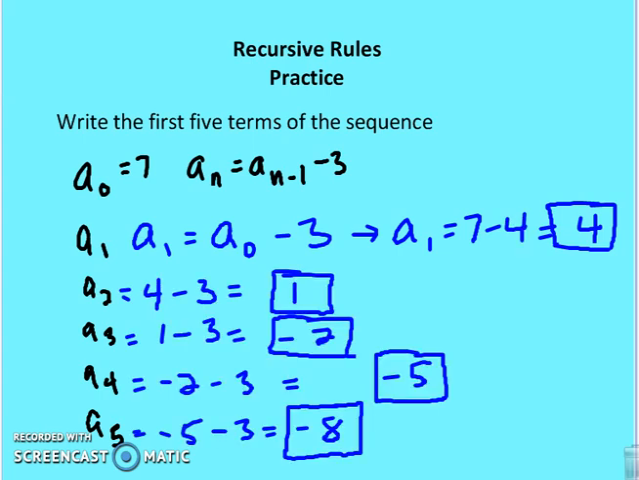All right, so a sub 2 is equal to 4 minus 3, which is 1. a sub 3 is equal to 1 minus 3, negative 2. a sub 4 is equal to negative 2 minus 3, negative 5. And a sub 5 is equal to negative 5 minus 3, negative 8.